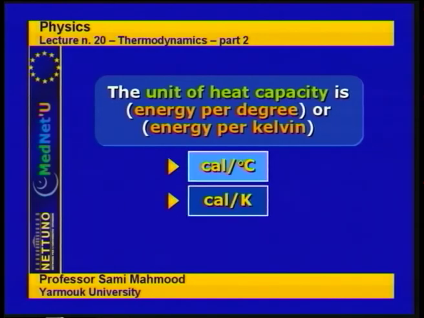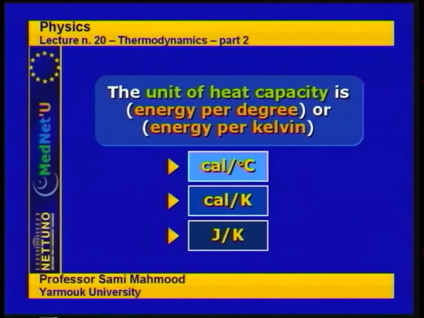or we use calorie per Kelvin, using the Kelvin scale instead of the centigrade scale, and those two units are exactly the same in amount. And the third unit, which conforms with the international system of units, is the joule per Kelvin. This is the unit in the international system.